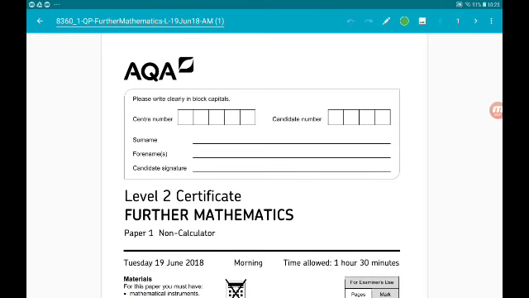Hi guys, welcome to my walkthrough of AQA's June 2018 GCSE Further Maths Paper 1, which is the non-calculator paper. So this is the last year, 2019, that you guys will be doing this spec.